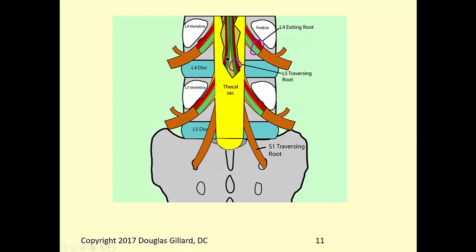Here's the L5 traversing roots, sensory and motor. And herniation would occur right in the back of this, and it compresses it right through the thecal sac. So an L4 disc herniation compresses the traversing L5 nerve root. Got it?